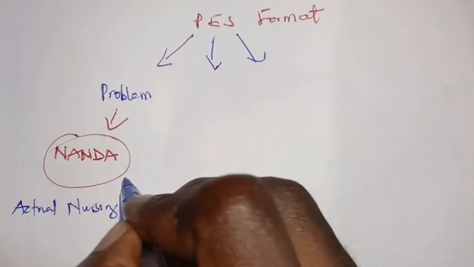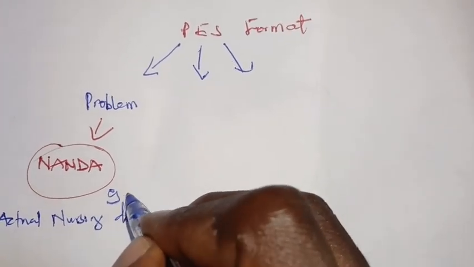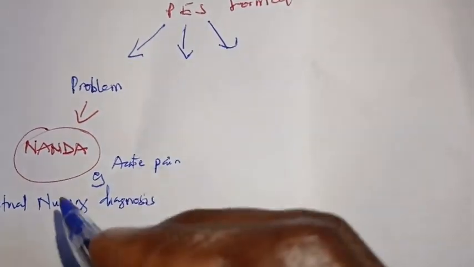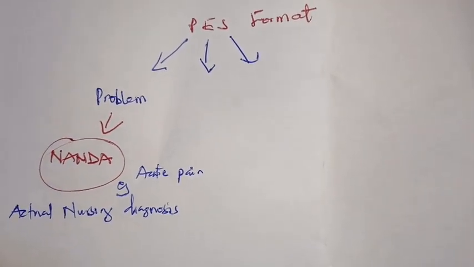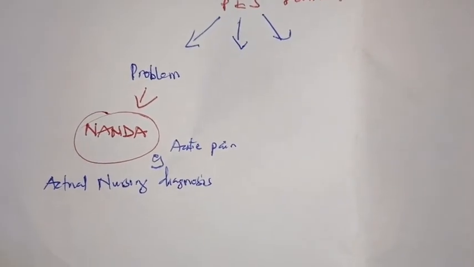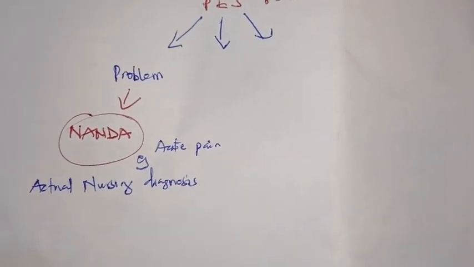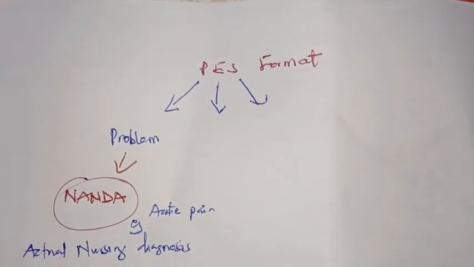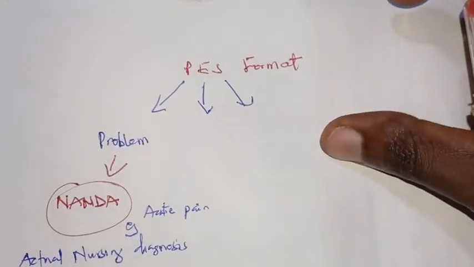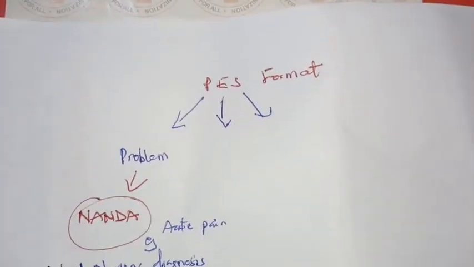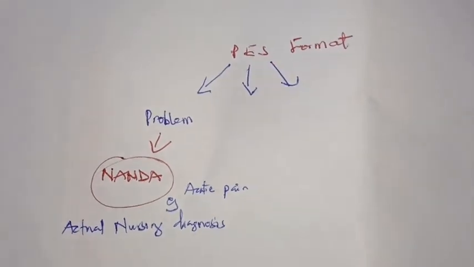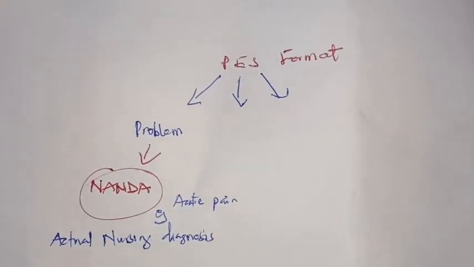Here you find examples like acute pain. You find chronic pain. You find fatigue, insomnia, those nursing diagnoses that you already know. So we thank God for NANDA and their contribution to nursing research and nursing science. With the problem part, I think we are pretty much covered since we have NANDA to fall on. So the P stands for our problem.